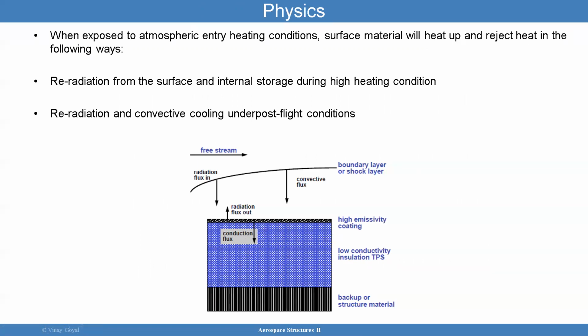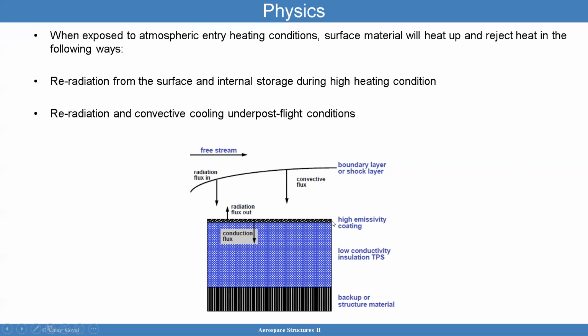And when exposed to atmospheric entry conditions, the surface here is going to heat up. And the heat is going to get rejected in two ways. You have re-radiation from the surface out, okay? And some of that will go back in through conduction. That makes sense. You also have convective flux going in, okay? And if you have the flow developing, you're going to have a boundary layer or shock layer.